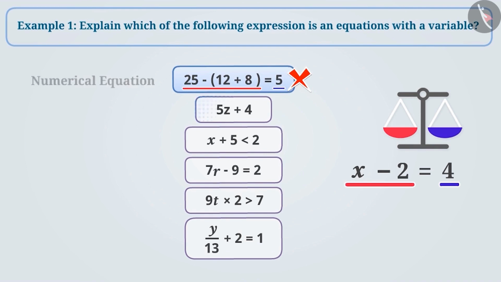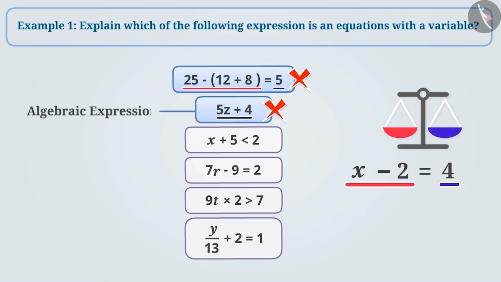5z plus 4. This does not have two sides. So, it is not an equation. It is an algebraic expression. x plus 5 less than 2. It has two sides, but they're not equal. So this is also not an equation.